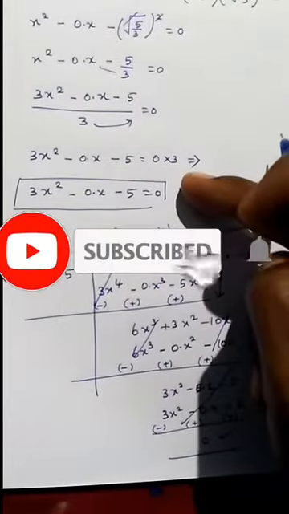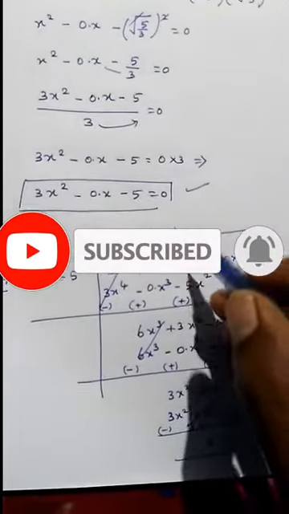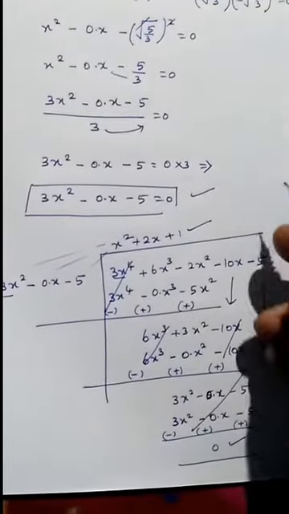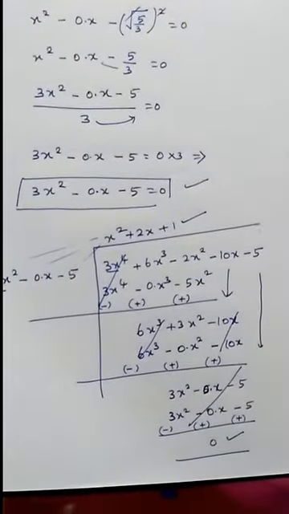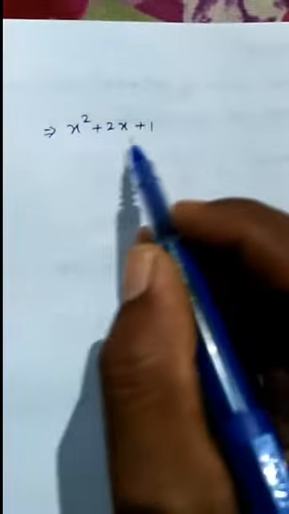First step is this, finding the equation. Second step is division. Third step, for the quotient we have to find out the zeros using splitting the middle term. Now let's find out the zeros using splitting the middle term for the quotient. Okay, this is the final third step.